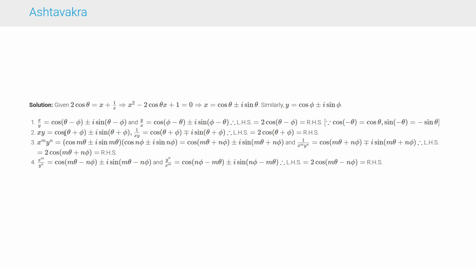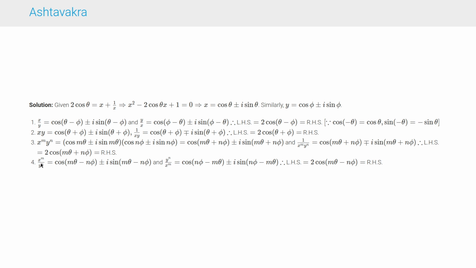xy will be cos (theta plus phi) plus minus i sin (theta plus phi), and 1 by xy would be cos (theta plus phi) minus plus i sin (theta plus phi). Again the sine terms will get cancelled and the result will be 2 cos (theta plus phi). x to the power m y to the power n would be (cos m theta plus minus i sin m theta) into (cos n phi plus minus i sin n phi). That is cos (m theta plus n phi) plus minus i sin (m theta plus n phi). And similarly 1 by x to the power m y to the power n would be cos (m theta plus n phi) minus plus i sin (m theta plus n phi). So left hand side will be equal to 2 cos (m theta plus n phi), which is the right hand side.